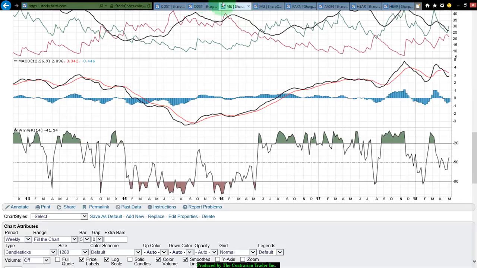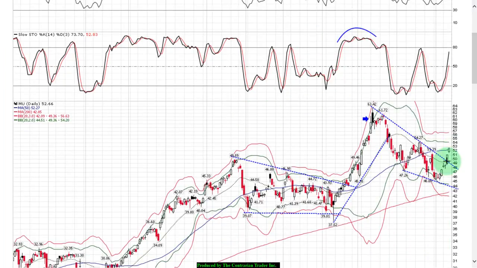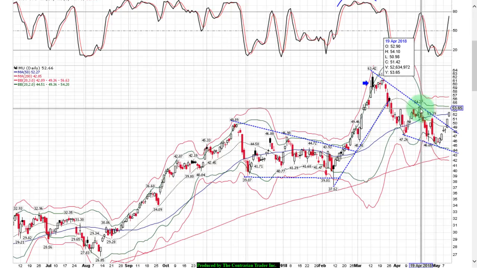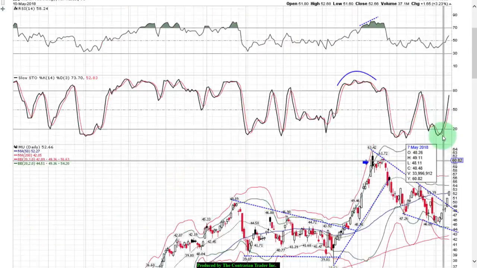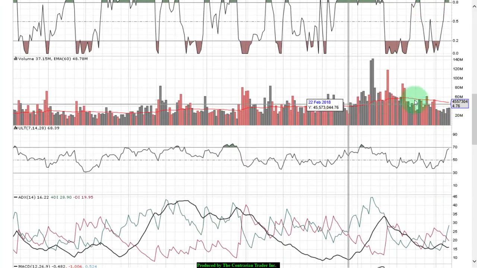Daily chart. Now, on a daily basis, we broke out on Wednesday. We had a continuation breakout on Thursday, and we closed above the 50-day moving average for the first time since April the 19th. Stochastics are rising. RSI is rising. Volume, light.